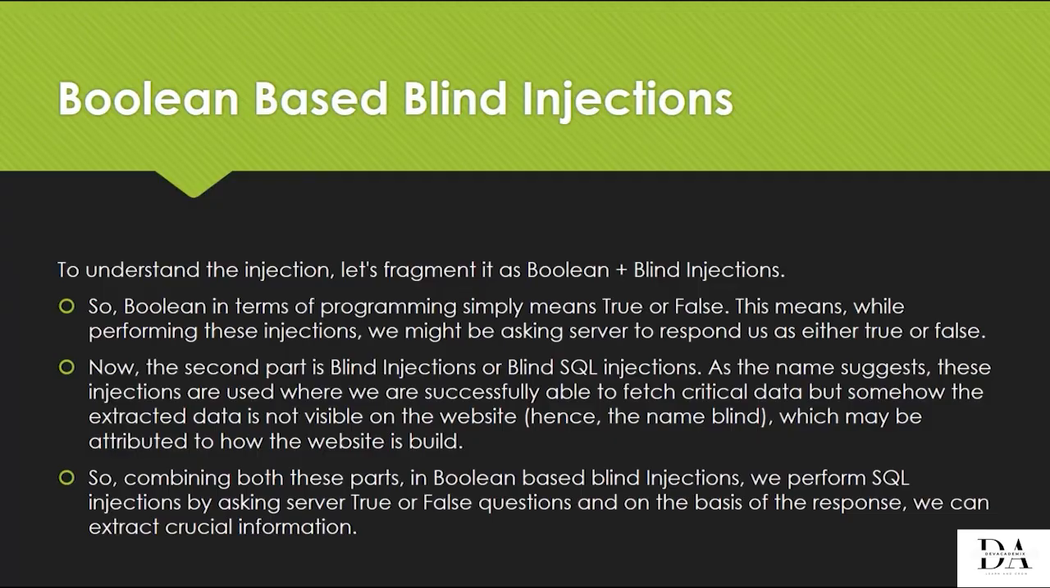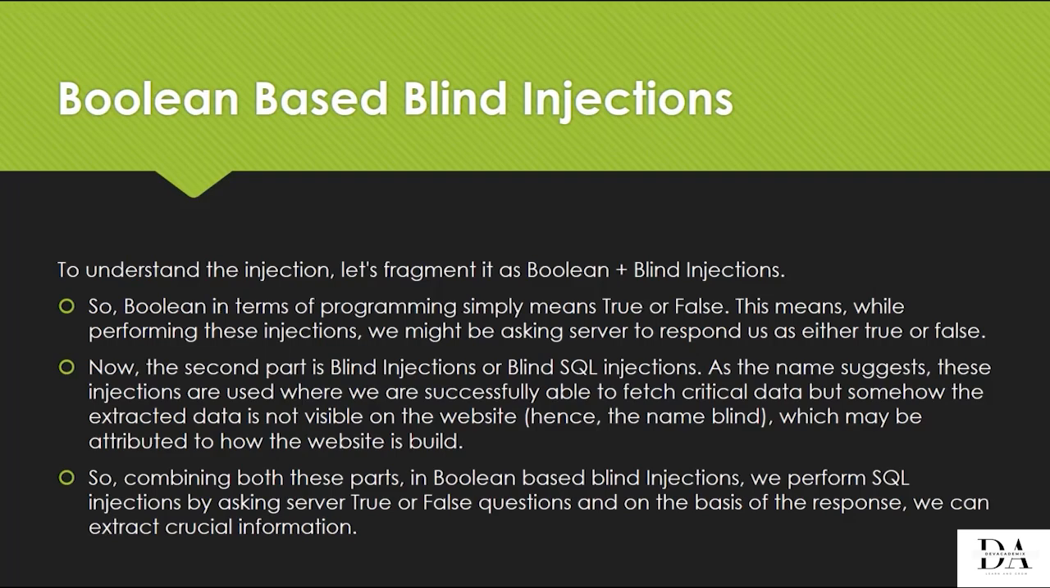First of all, to understand this topic, we have to divide it into two parts, that is Boolean and blind. So what is Boolean in computer terms or in computer language? Boolean in terms of programming simply means true or false. So we might be asking the server to respond to us with either true or false values.